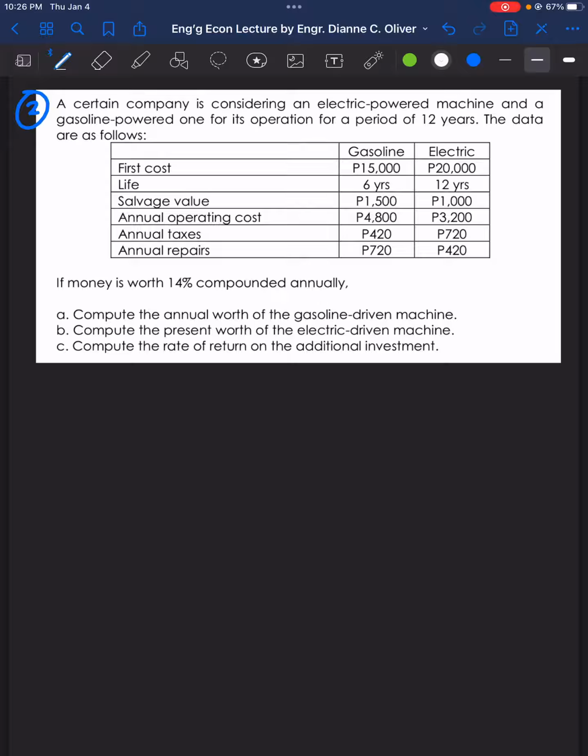For the electric-powered machine, first cost is 20,000 pesos. Life of 12 years. Salvage value of 1,000 pesos. Annual operating cost of 3,200 pesos. Annual taxes of 720 and annual repairs of 420. If money is worth 14% compounded annually, A. compute the annual worth of the gasoline-driven machine. B. Compute the present worth of the electric-driven machine. And C. Compute the rate of return on the additional investment.